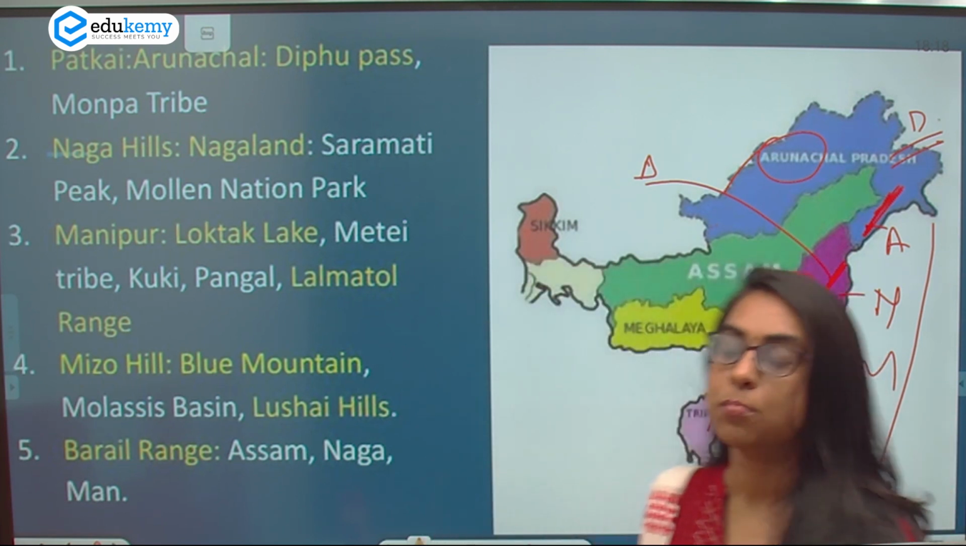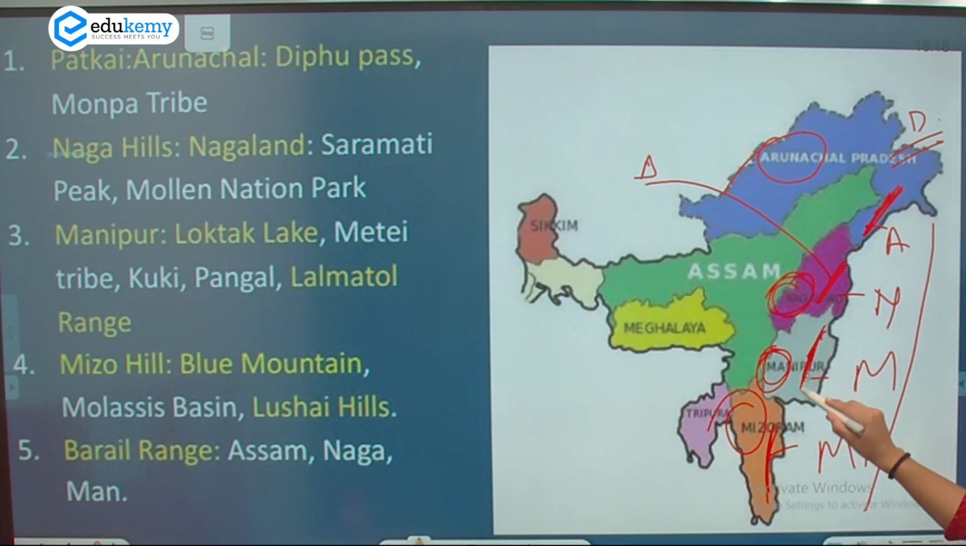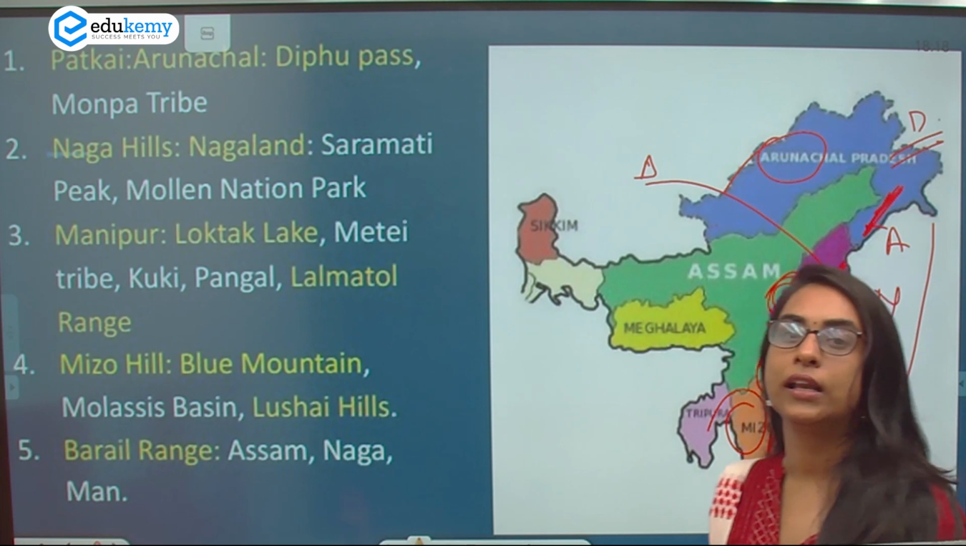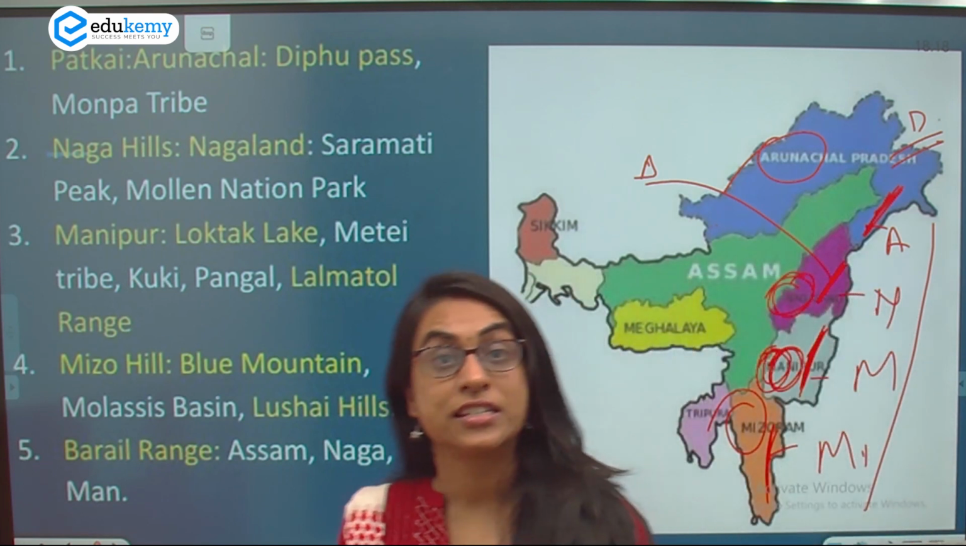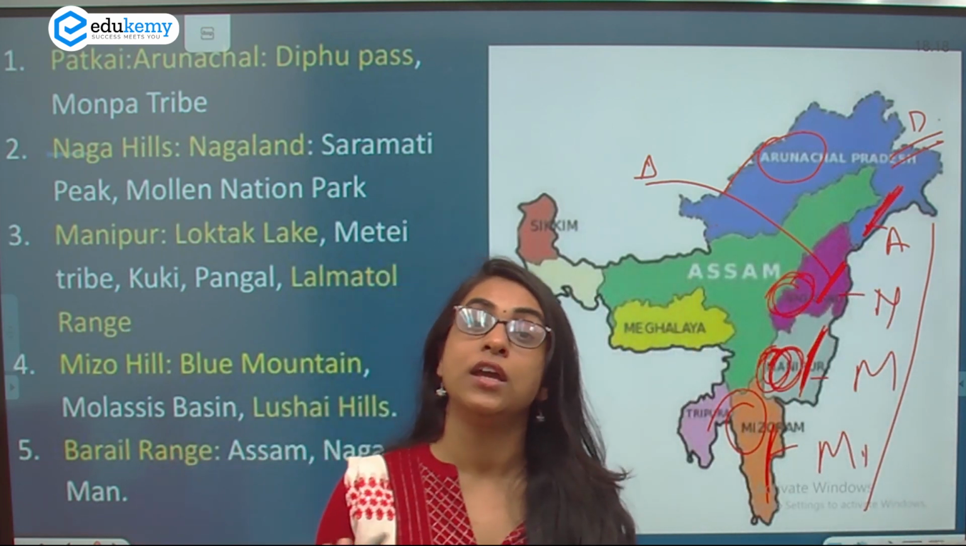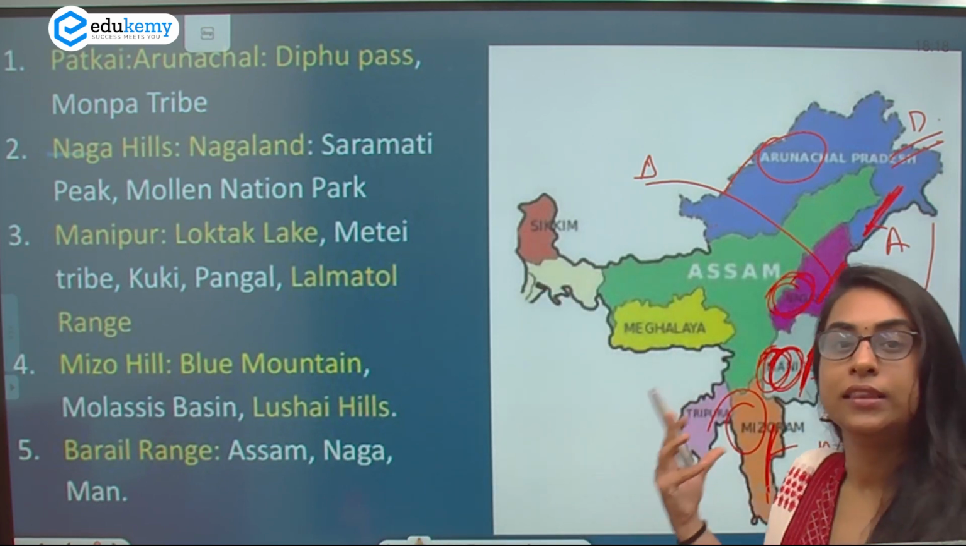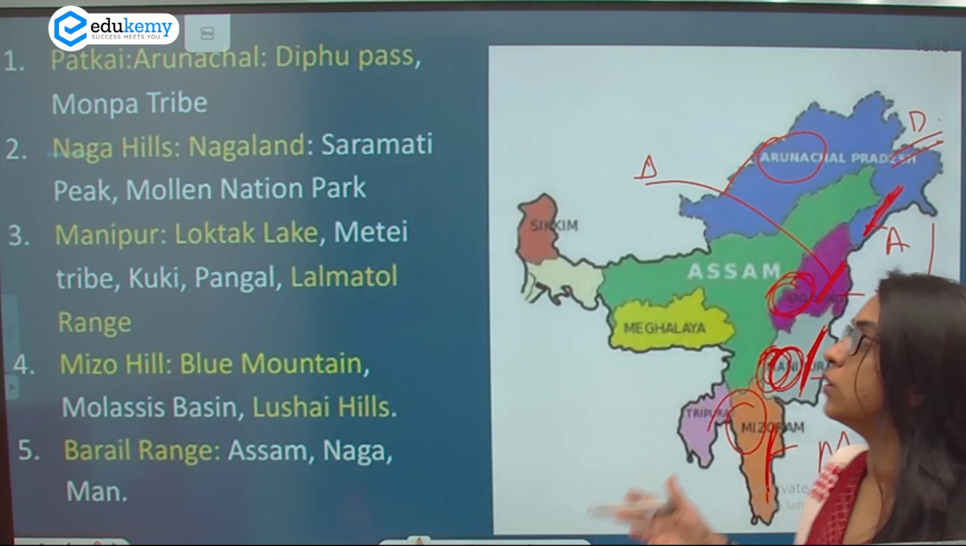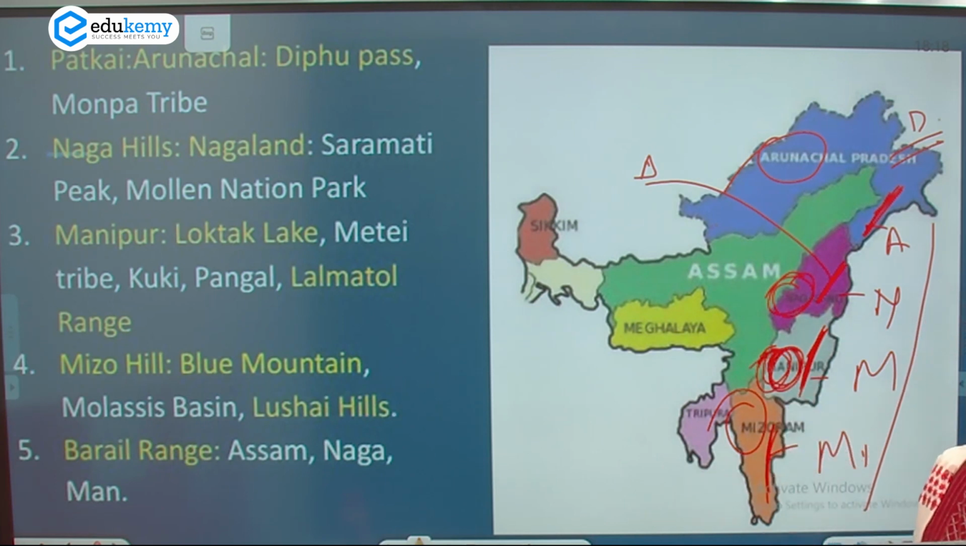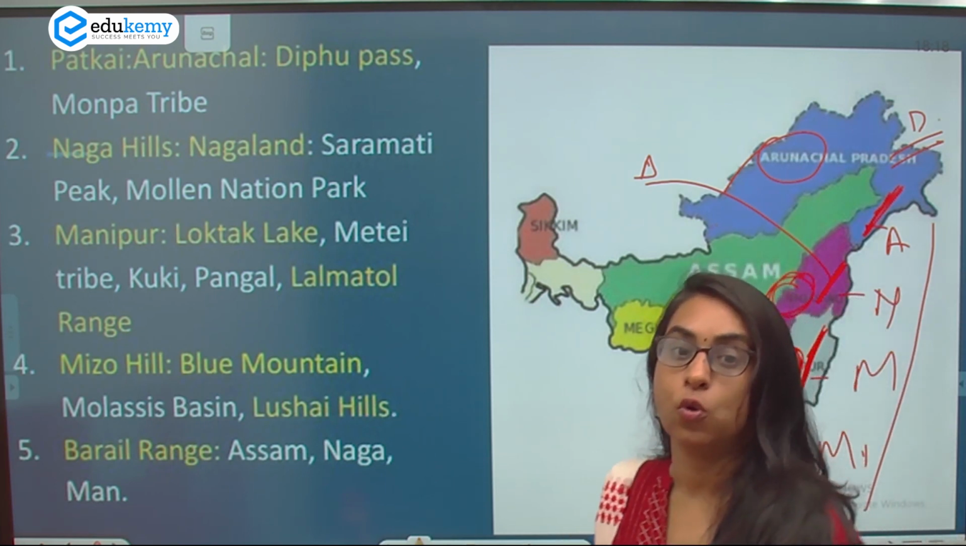If I talk about Manipur, a very important feature in Manipur is the Loktak Lake. We all know about the Loktak Lake, the Sangai deer. What is the status of Sangai deer? That also has to be thought about by you. Pumri, the floating national park, that I assume you already know. So this is about the Manipur state, and there is Loktak Lake.